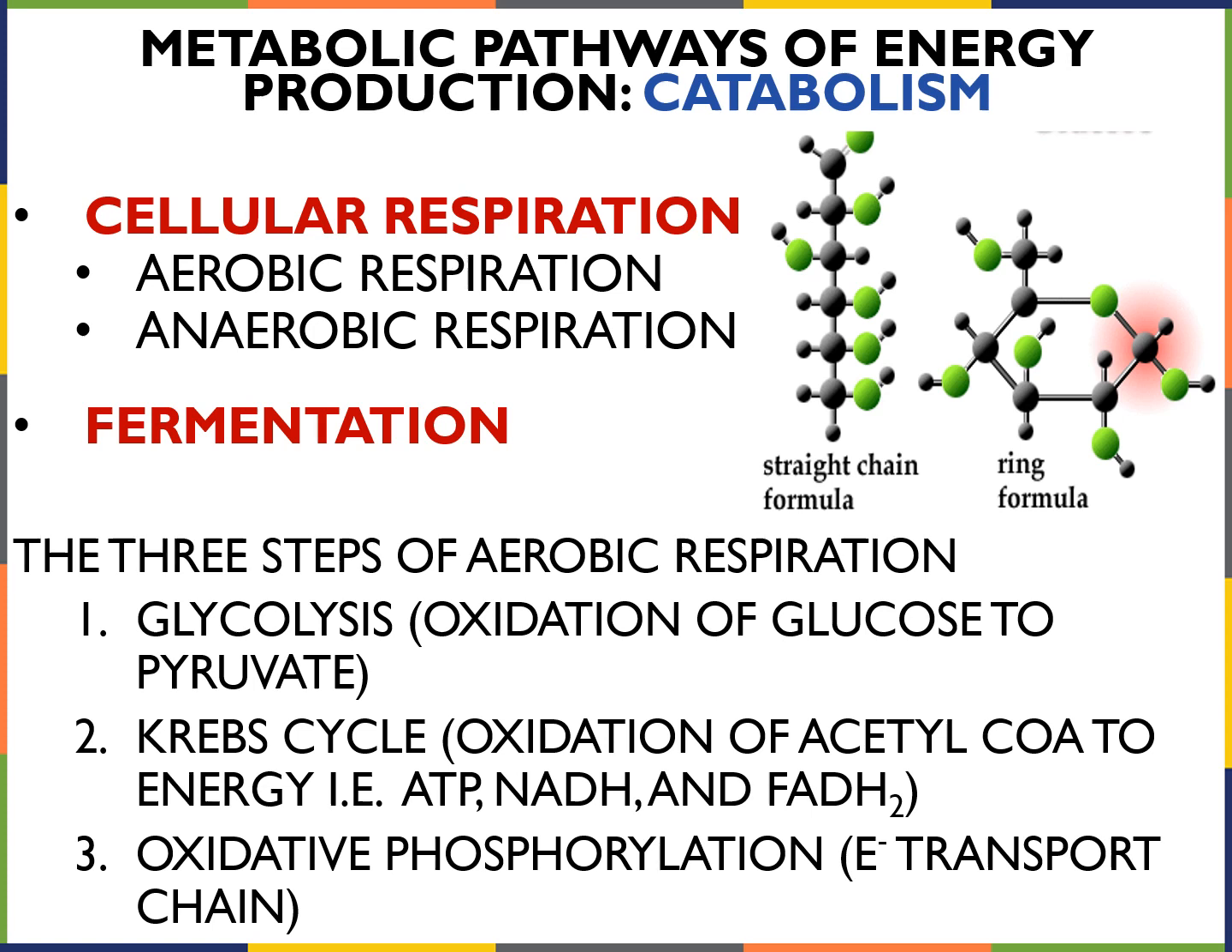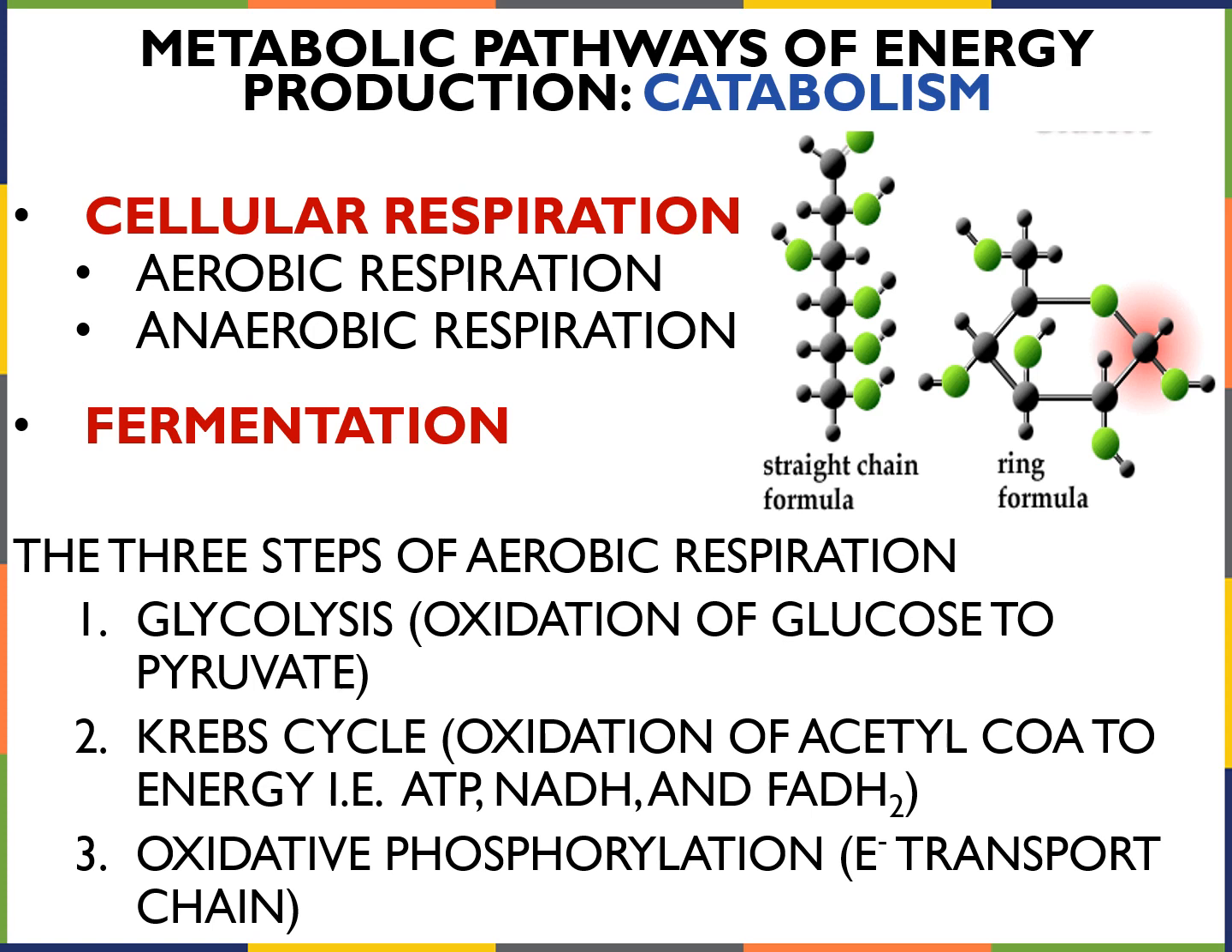Okay, so step 2 is the Krebs cycle. The Krebs cycle takes the product of glycolysis, which is pyruvate, and it converts pyruvate into acetyl-CoA. The acetyl group enters into the Krebs cycle, and this is where the majority of energy is made. The Krebs cycle makes ATP. This is energy in its final form. It is ready to be used.